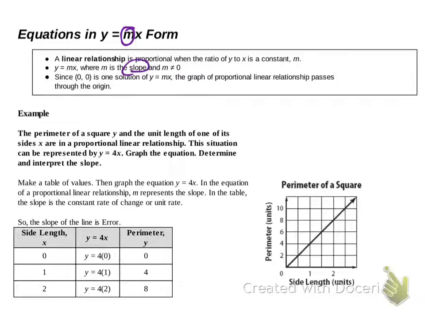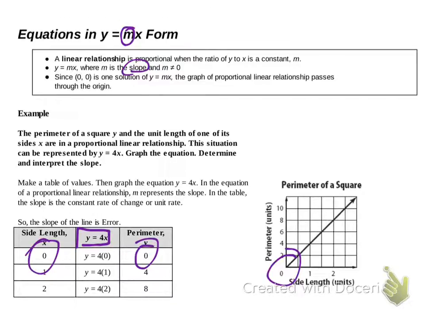So here we have the perimeter of a square, and it's proportional to the side length. So if the side length increases, so does the perimeter. So here we have the side length as your x and your y is your perimeter. So here's the equation, y equals 4x. So side length goes 0, it goes 0, 0. So you can tell that it's proportional. It goes through 0, 0.